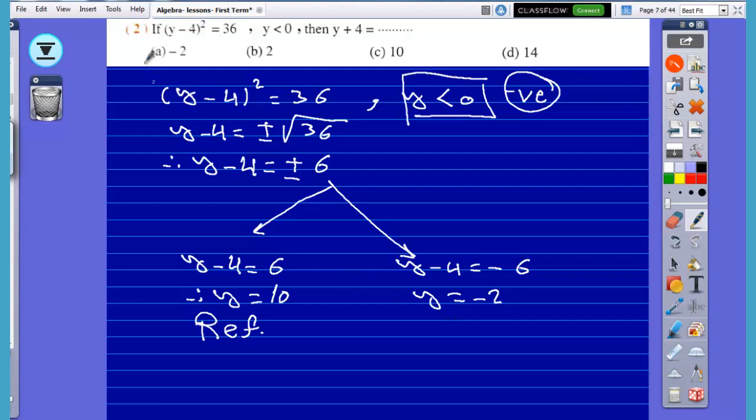The required here is to find y + 4. So y + 4 equals negative 2 plus 4, which equals 2, and the solution will be 2. Letter B. Okay. Next.